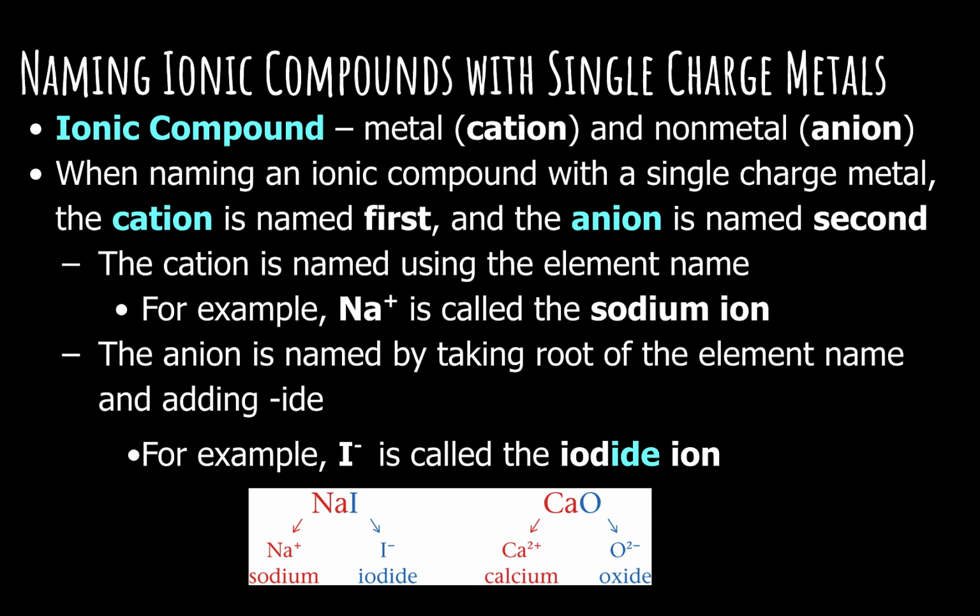When we name the cation, or the metal, it's named using the element name. For example, Na+ is called the sodium ion, so we would call that sodium. The anion is named by taking the root of the element, dropping the ending, and adding -ide. For example, I- is called the iodide ion. So when sodium and iodine form a compound, it would be named sodium iodide. Another example: when calcium and oxygen form a compound, it would be called calcium oxide.